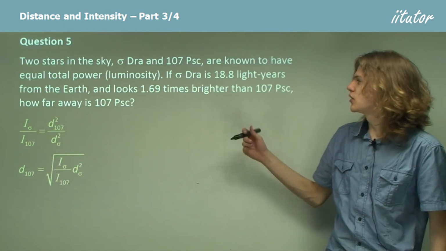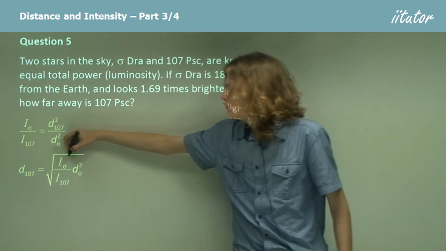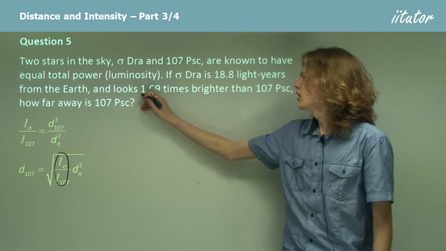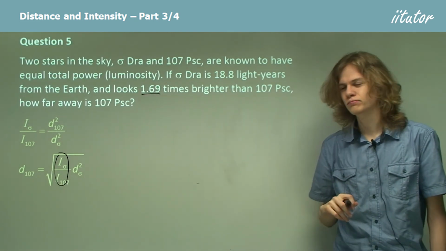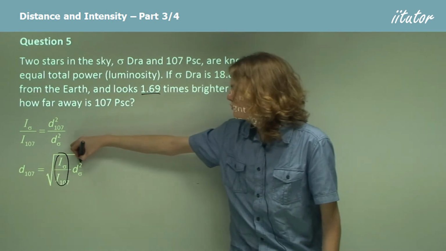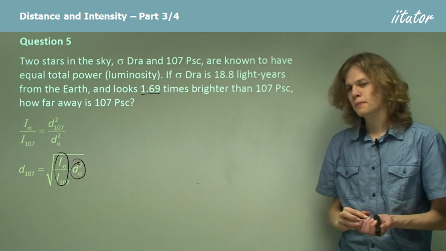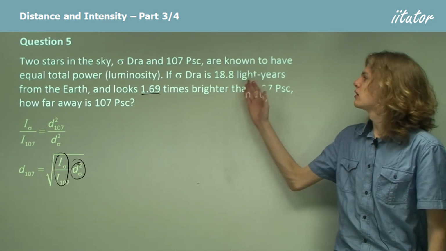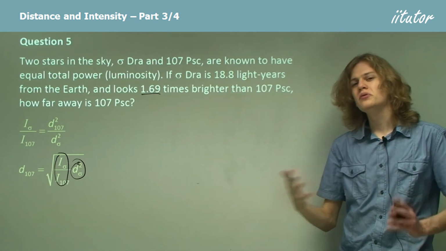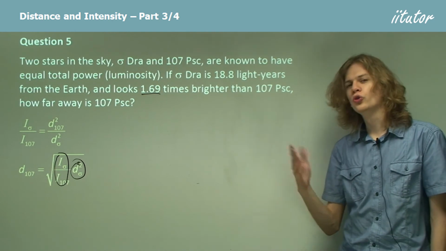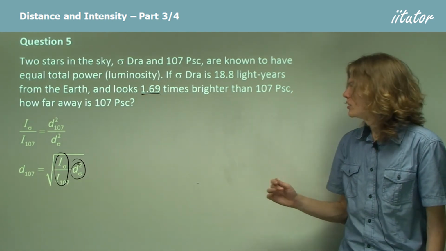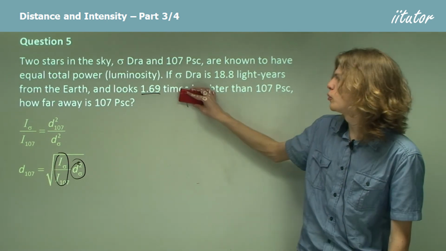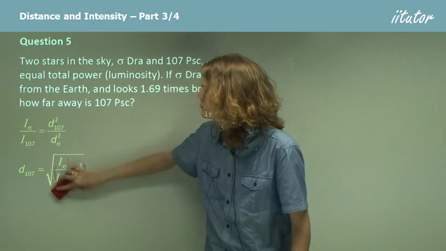Now the question gives us the ratio of the intensity of sigma over the intensity of 107. It's 1.69. Luckily, it also gives us a distance. So this distance is given in light years, which means that when we get our answer it will also be in light years. But given that the stars are so far away, we won't need to convert it to kilometers or meters or anything like that.